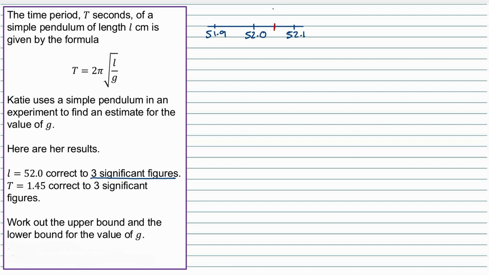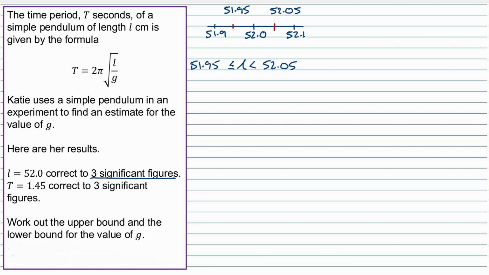This would be 52.05, and the lower bound would be halfway between these two, and this would be 51.95. So we can say that L has to be less than 52.05, but greater than or equal to 51.95. So this is the upper and the lower bound for L.